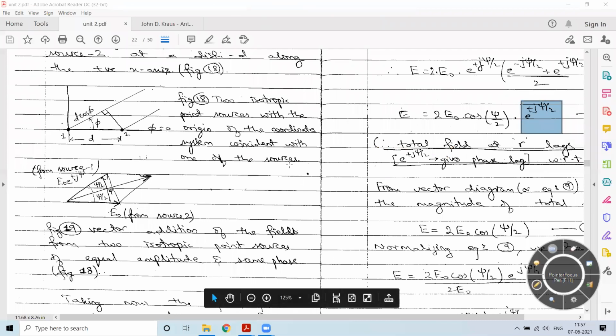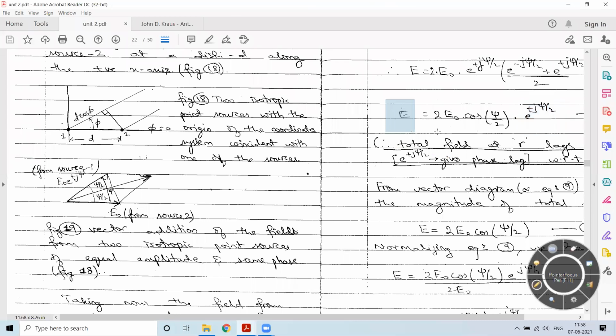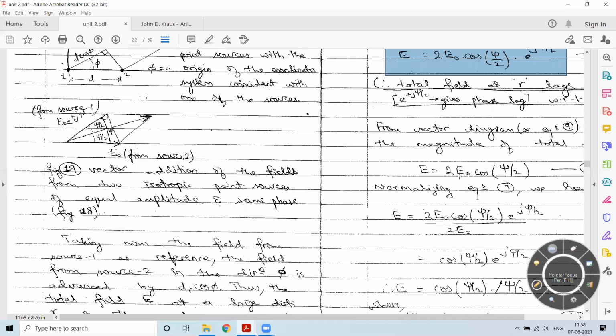So you can just try to identify the solution in the same manner. Try to identify what is the field due to source 1, field due to source 2, add both, simplify the equation. You will end up having the solution as given in this equation: 2 times E naught cos psi by 2 into e raised to plus j psi by 2.